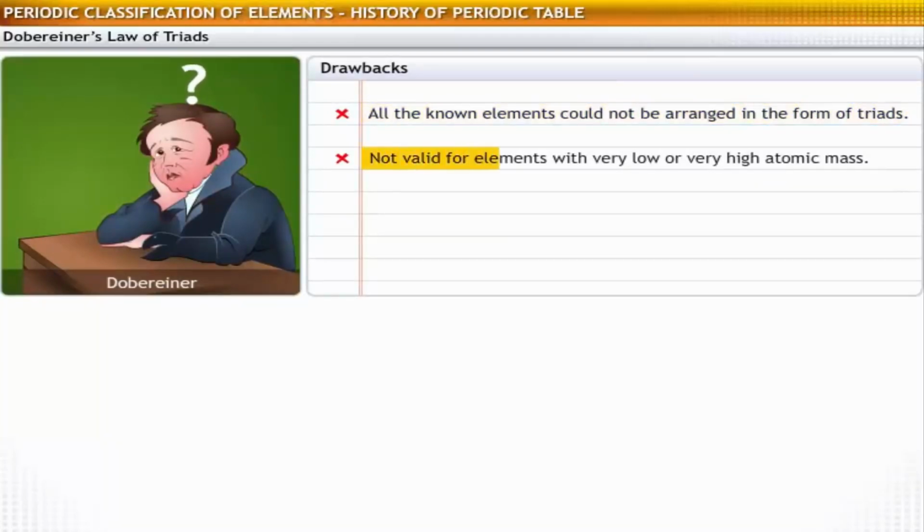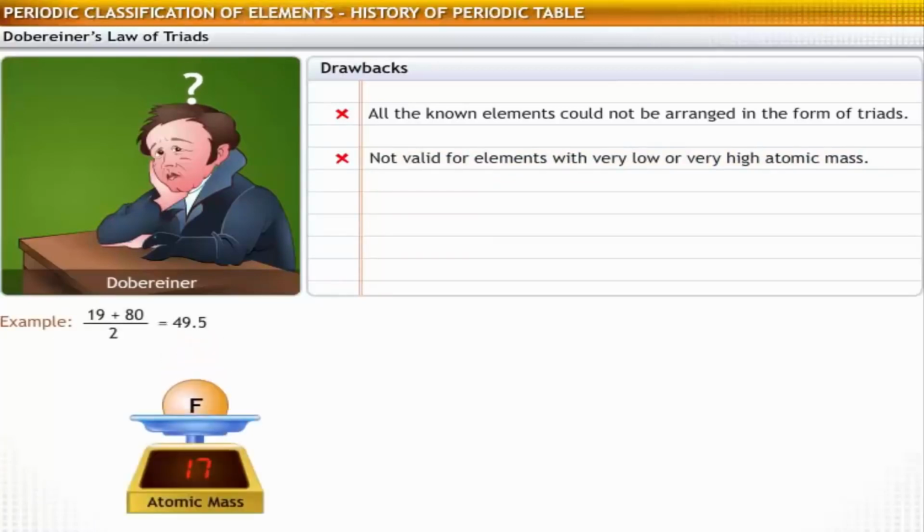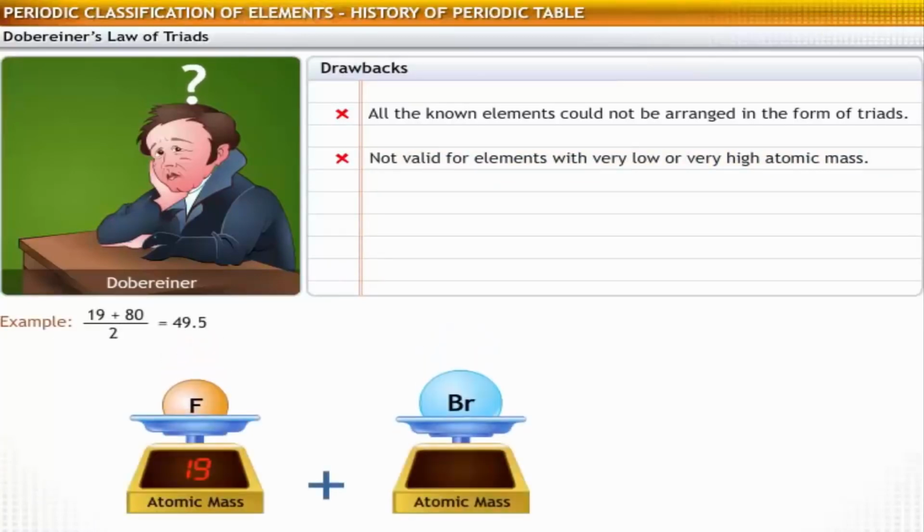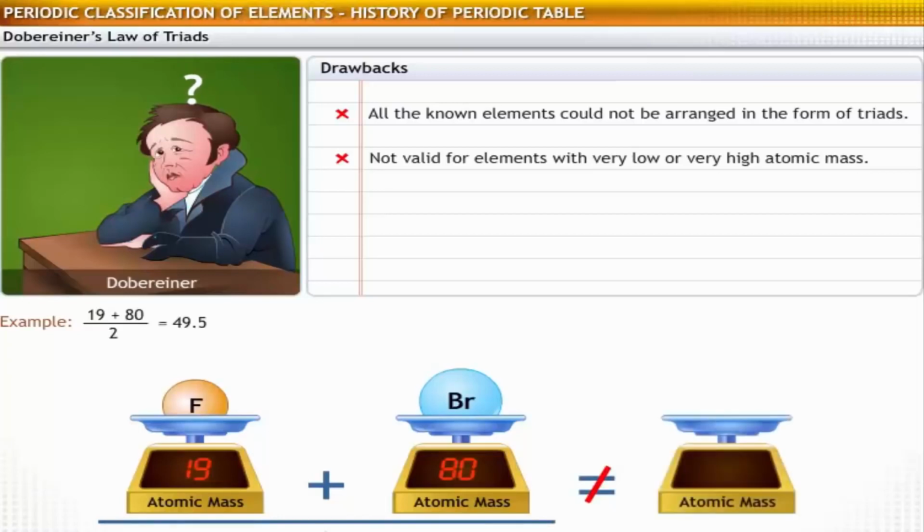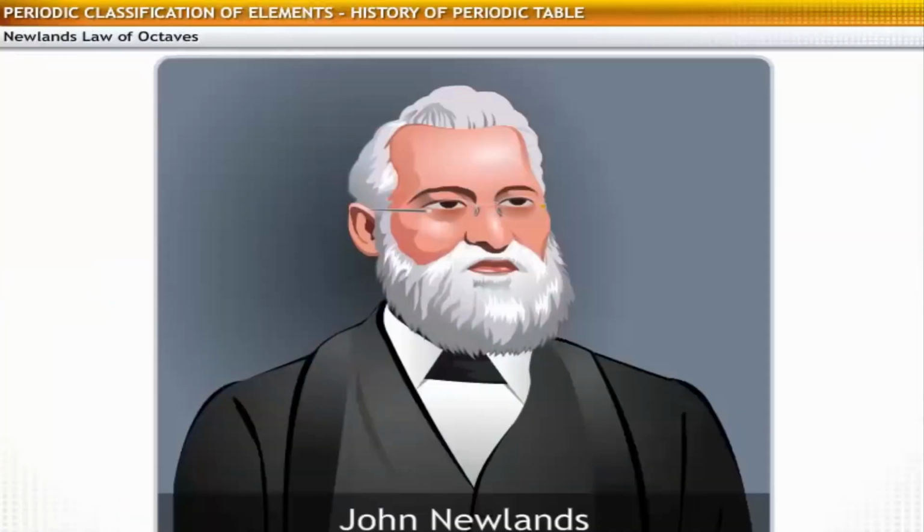The law did not hold good for elements with very low or very high atomic mass. For example, the arithmetic mean of the atomic masses of fluorine, 19, and bromine, 80, which comes to 49.5, varies significantly from the atomic mass of chlorine, which is 35.5. Since Döbereiner's law could not successfully group elements, the attempts at classification continued.